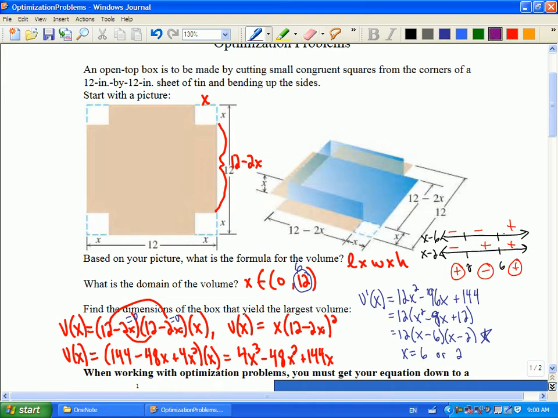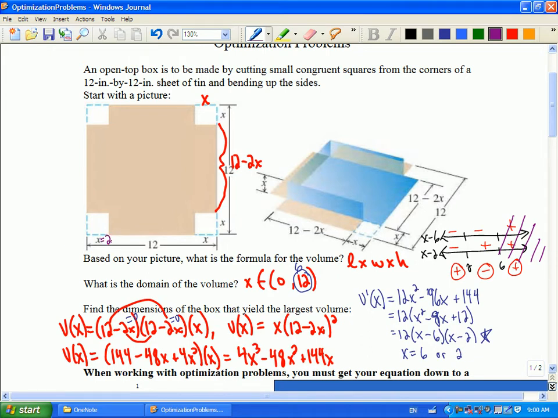But remember, that doesn't really exist in this problem because the box is gone after that point. So 2 is a what? Minimum or maximum? It's a maximum. It's increasing to decreasing. That means it has to be a maximum here. So at x equals 2, that's the largest dimension or value we could use.